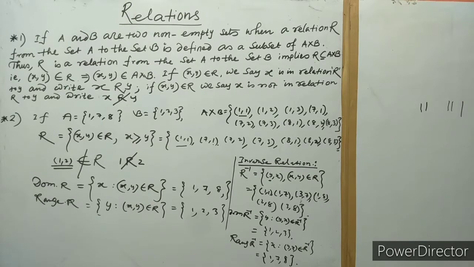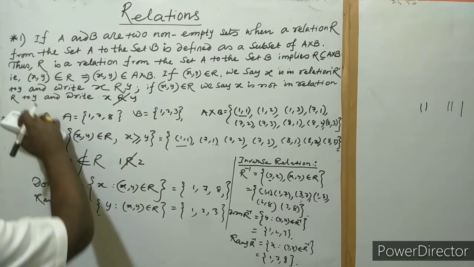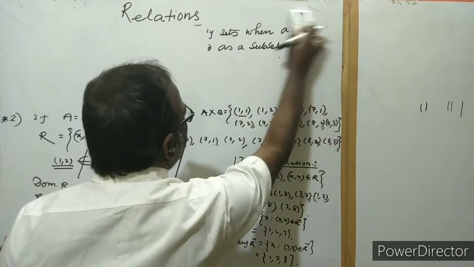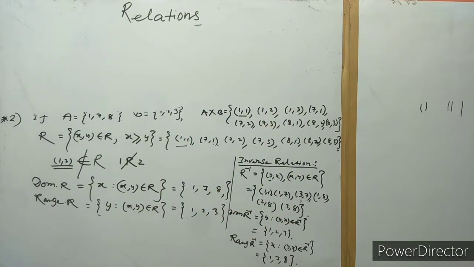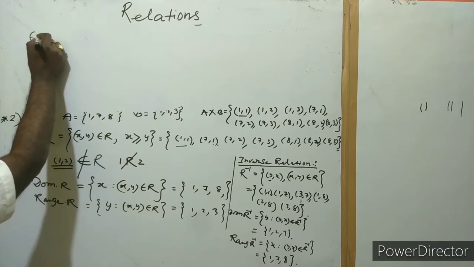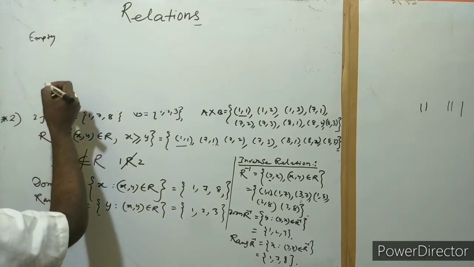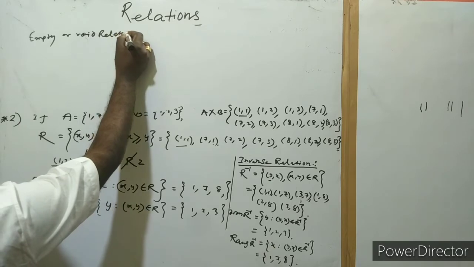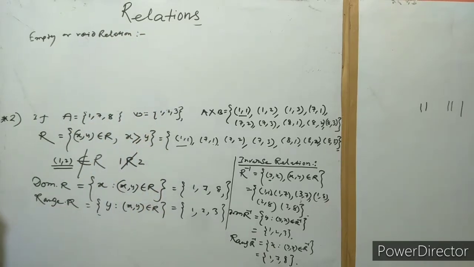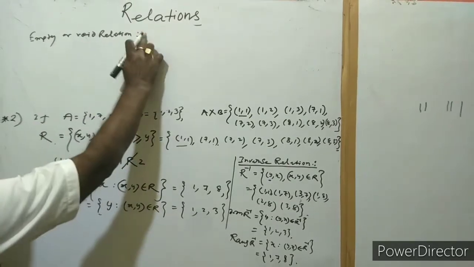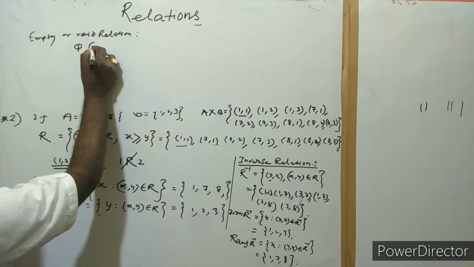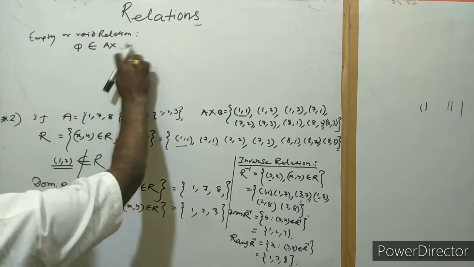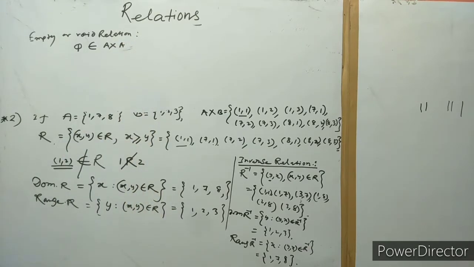After that I will also introduce the identity relation and some others. The empty relation, or void relation, means there is nothing in the relation, and that relation is denoted by phi. It is always a subset of A cross B, or A cross A. Okay, so that is the empty relation.